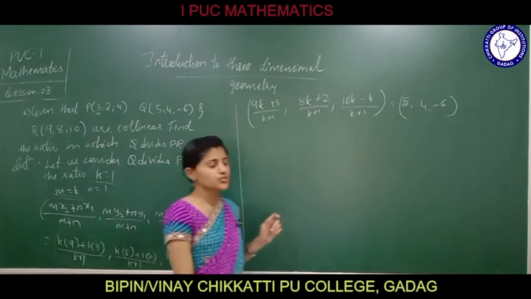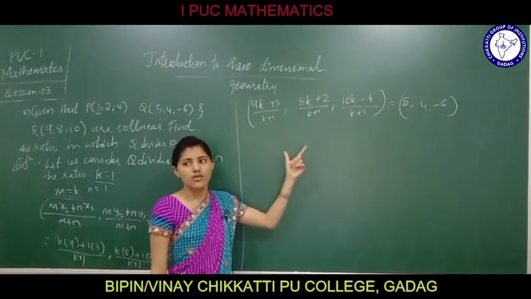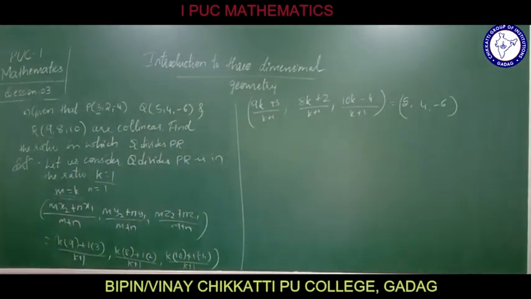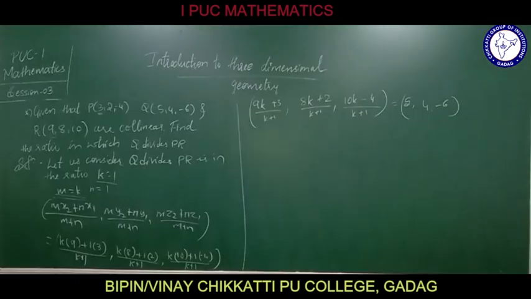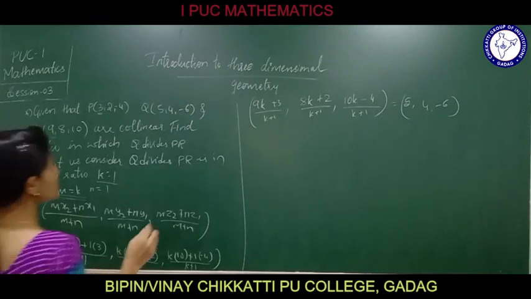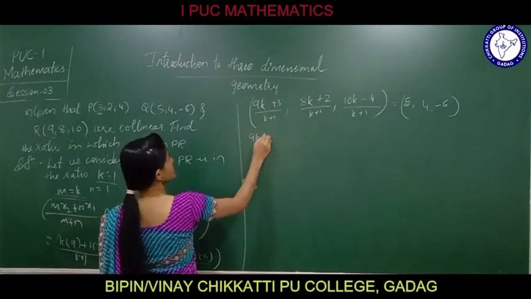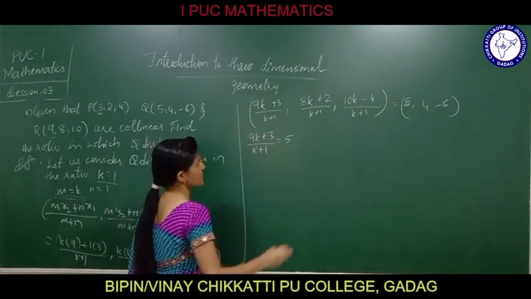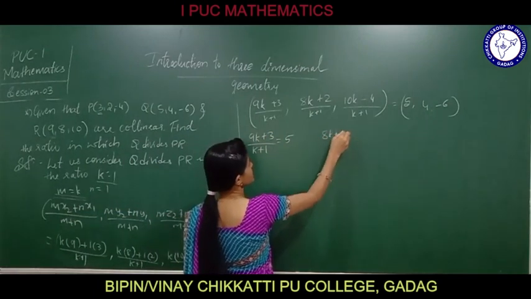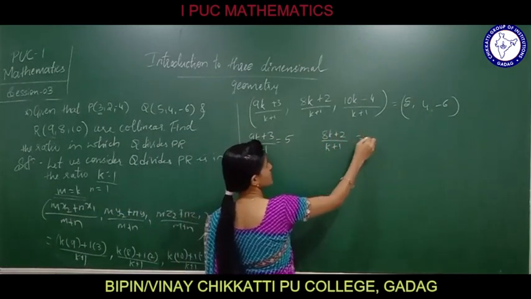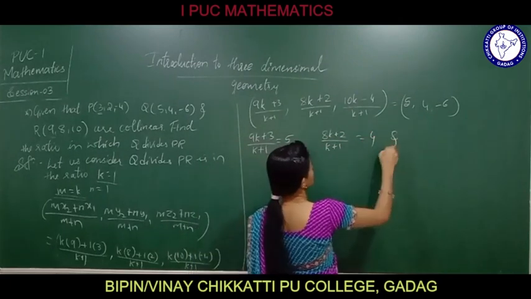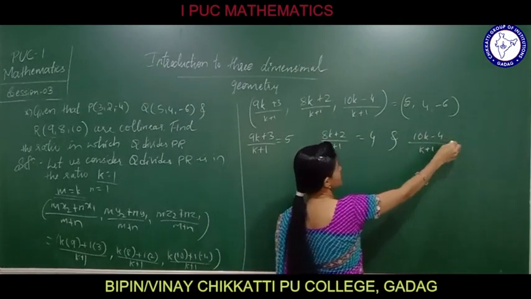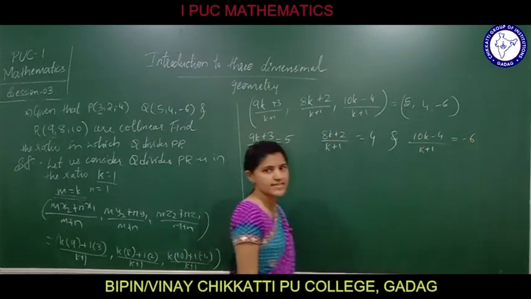Now what we are going to do is equate these coordinates. On equating, we get (9k + 3)/(k + 1) equal to 5. Again, (8k + 2)/(k + 1) equal to 4. And (-10k - 4)/(k + 1) equal to -6.